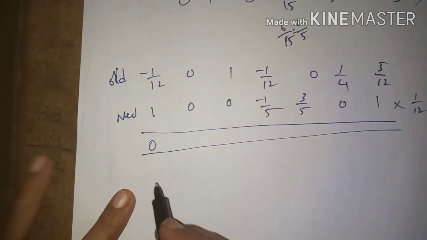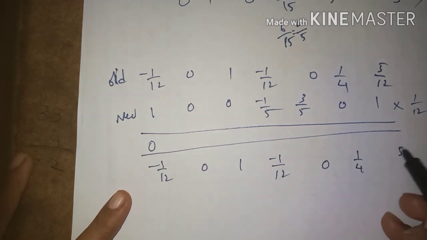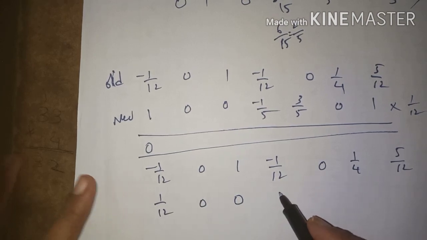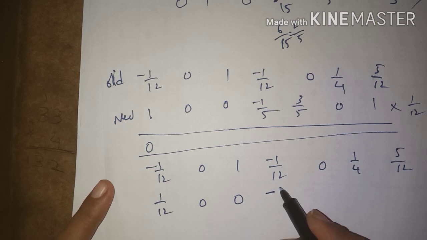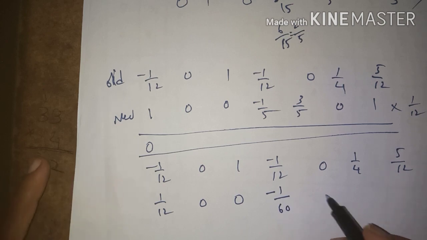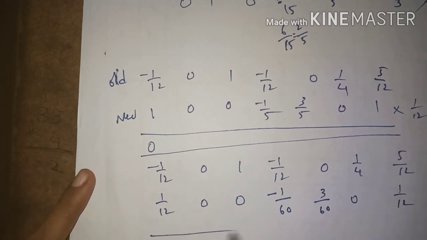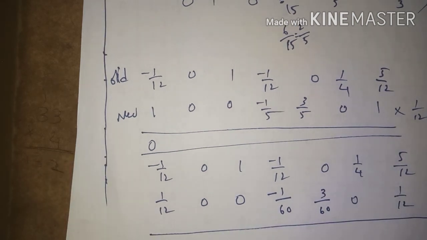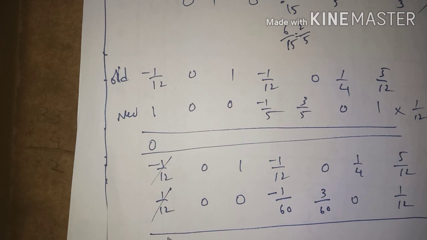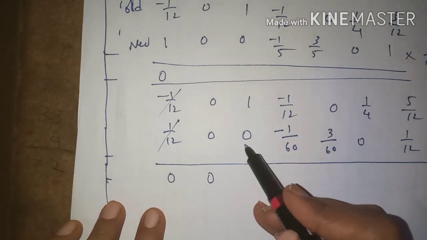Now again I'll write minus 1 by 12, 0, 1, minus 1 by 12, 0, 1 by 4, 5 by 12. 1 by 12 into 1 is 1 by 12, 0, 0, minus 1 by 5 into 12, 60. Next 3 into 15, 5s are 60, 0, 1 by 12. Now here to get 0, shall I add or subtract? We have to add. Minus 1 by 12 plus 1 by 12, 0. We have to add 0 plus 0, 0, 1 plus 0, 1.